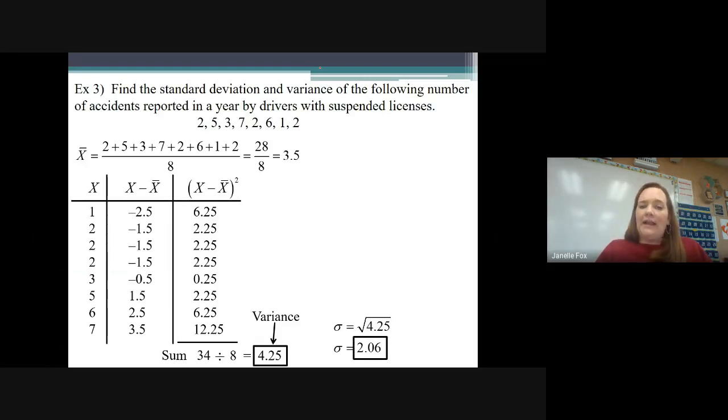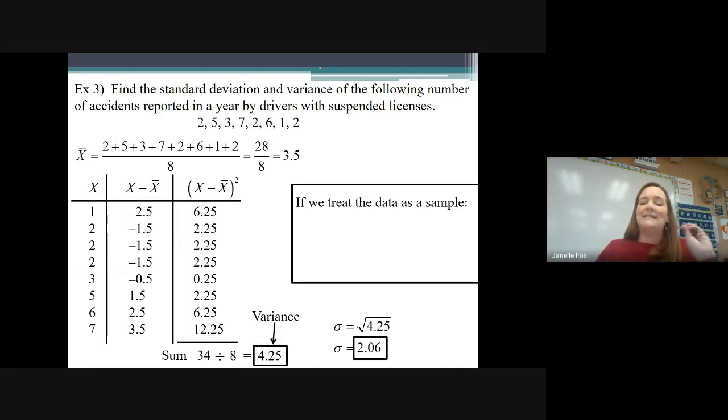Okay, let's go ahead and do this question pretending that this was a sample set instead of a population. If we treat the data as a sample instead, everything would be the same except for this spot right here. At this spot, we would not have divided by 8. We would have divided by 7. So I'll pick up with that 34, divide by 7. That gives me about 4.86, which would be the variance. And the square root of that would be about 2.20. And that would be my standard deviation represented by S instead of lowercase sigma.